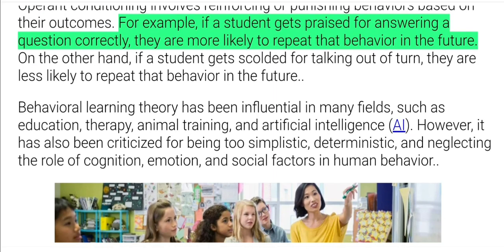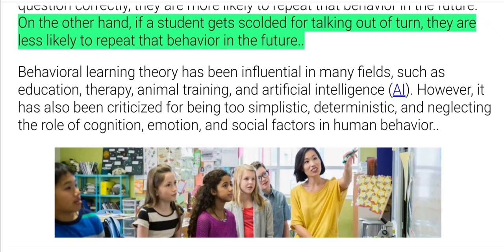For example, if a student gets praised for answering a question correctly, they are more likely to repeat that behavior in the future. On the other hand, if a student gets scolded for talking out of turn, they are less likely to repeat that behavior in the future.